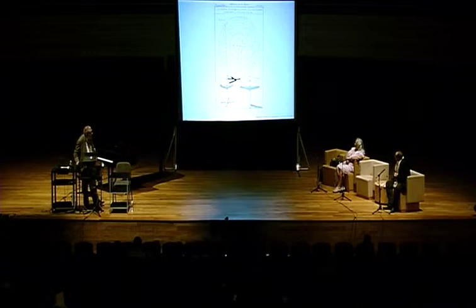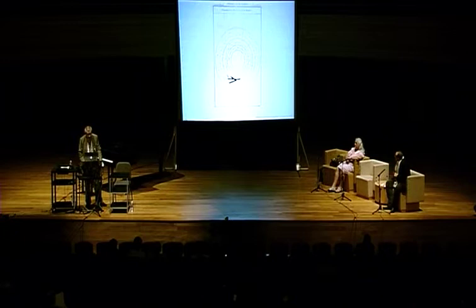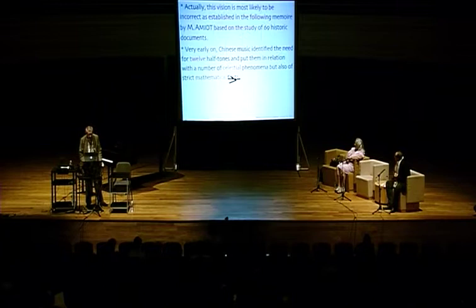Another point I want to make is that also in this manuscript, in this document from Amyo, this history of Chinese music, you also find a number of strict mathematical facts. So, for example, in this diagram, he's discussing a number of things which are strictly mathematical properties connected to these half tones.